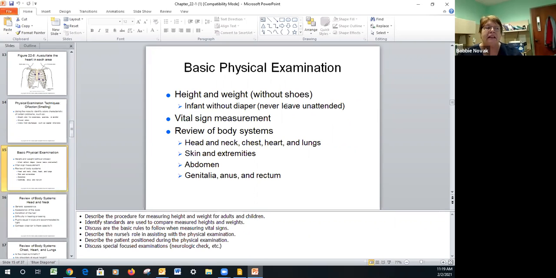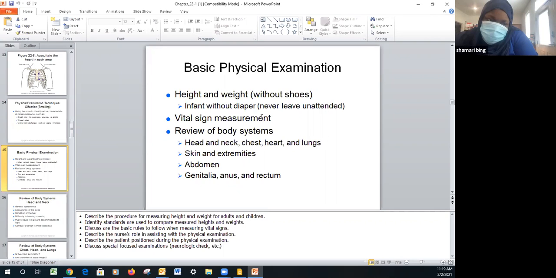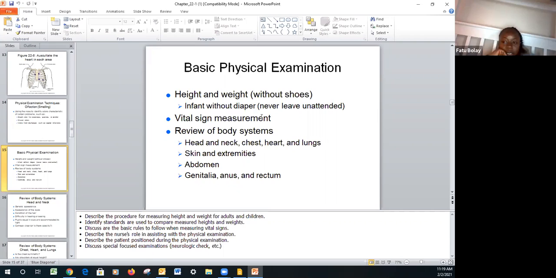After we get our basic height and weight, we want to do our vital sign measurements. So what are your vital signs? Oxygen level, temperature, pulse, pain level, blood pressure. Remember, we do TPR, blood pressure, and pulse ox, right? And the last one is pain. So your 5, 6 vital signs.